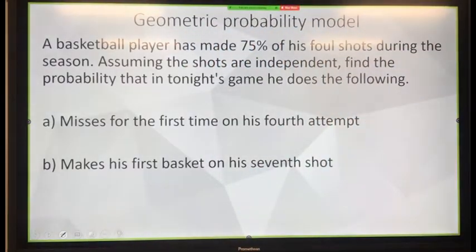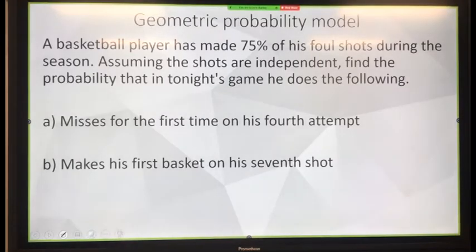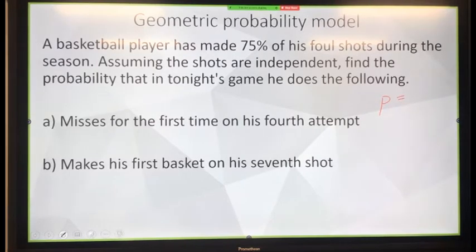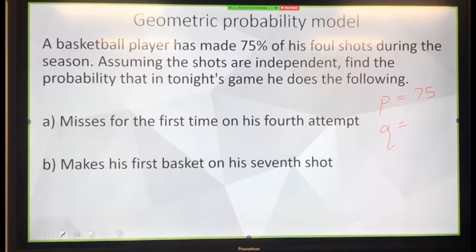Last question. A basketball player has made 75% of his foul shots during the season. Assuming the shots are independent, find the probability that in tonight's game he does the following. A, he misses for the first time on his 4th attempt, and B, he makes his first basket on his 7th shot. So note, what is my probability for success? 0.75. What is my probability for failure? 0.25. Now use these numbers to solve A and B.